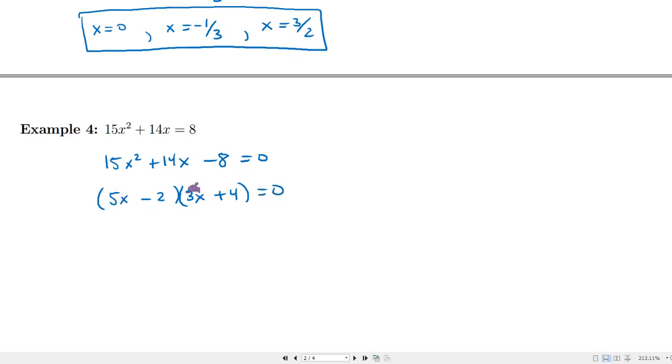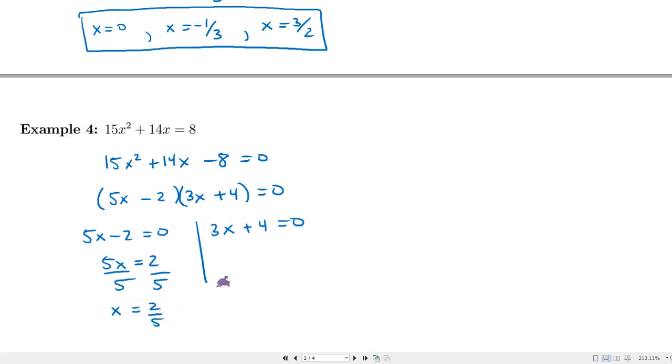So we'd have 15x squared, so that's good, and the minus 8 is good, but then we have 20x minus 6x will give us the 14x, so that looks good. So that means we have 5x minus 2 equals 0, or 3x plus 4 equals 0. So adding the 2 over, we have 5x equals 2. Divide by 5, we have x equals 2 over 5. And over here, subtracting, we have 3x equals minus 4. Divided by 3, we have x is equal to minus 4/3.